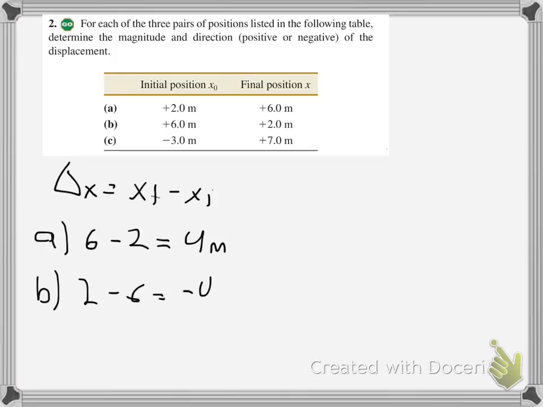For part B, they give us 2 meters, which is our final, minus 6 meters, which is our initial, gives us negative 4 meters, which is our magnitude and direction of our displacement. And for part C, they give us 7 meters minus negative 3 meters equals 10 meters, because our final minus our initial equals our displacement.